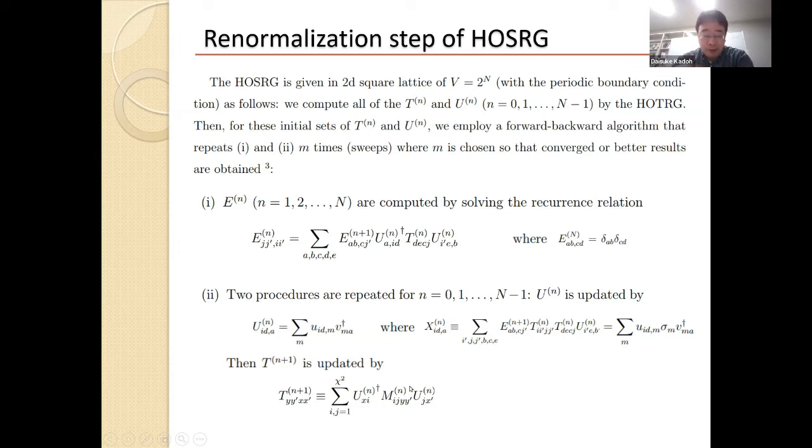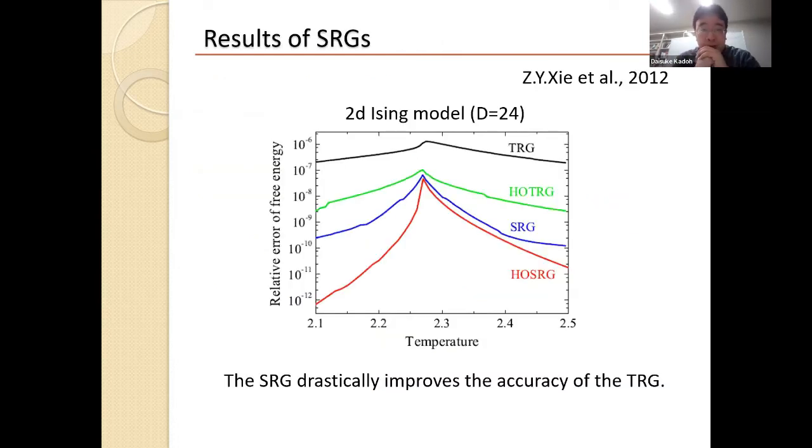So repeating these two procedures, the information of the influence of the environmental tensor is incorporated into Tn. Okay, so by using these two steps, the accuracy of results is improved. And this figure shows the numerical results of SRG schemes in the Ising model.